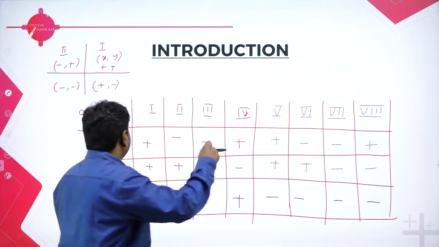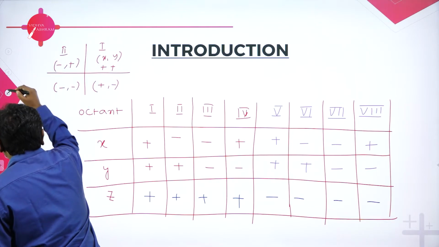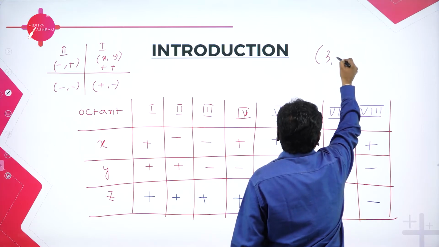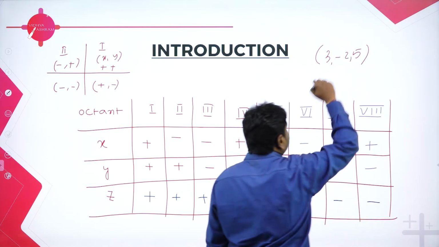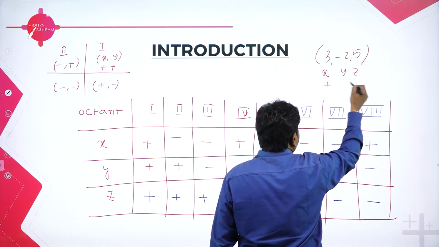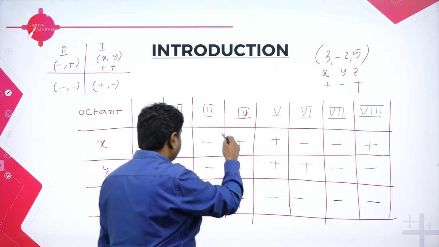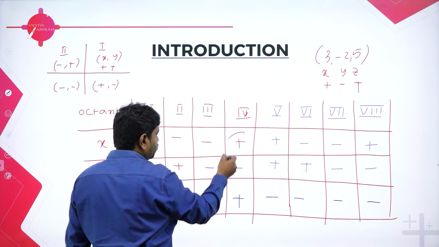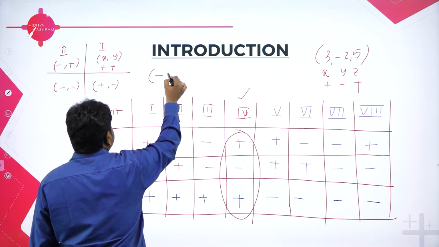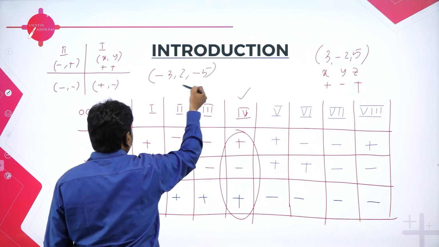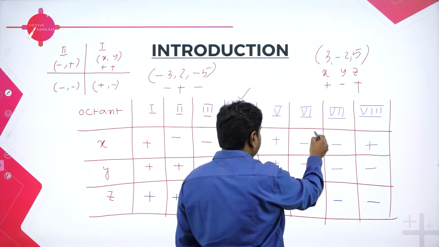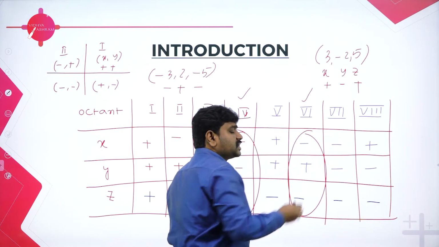Now suppose they give a point (3, -2, 5) and ask which octant it belongs to. X is positive, Y is negative, Z is positive: plus, minus, plus. Search for plus, minus, plus. It is here, so it is the 4th octant. If they give (-3, 2, -5), which octant does it belong to? Minus, plus, minus. Search for minus, plus, minus. Here we have minus, plus, minus, so it belongs to the 6th octant.